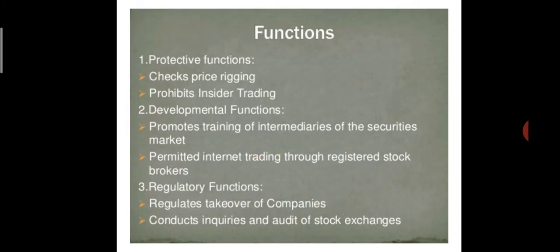Now, what are the main and most important functions of SEBI? There are three important functions that have been imposed upon the SEBI board. First is the protective function, which consists of checking illegal or unofficial price rigging and price hiking. Second is to prohibit insider trading, the trading that is done by giving some hints, which is called insider trading.